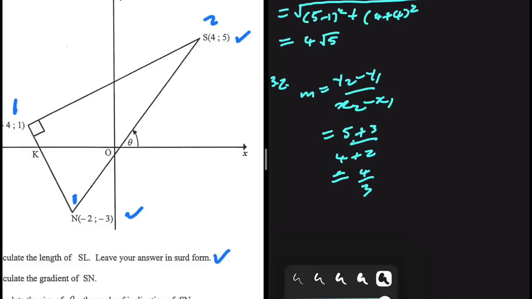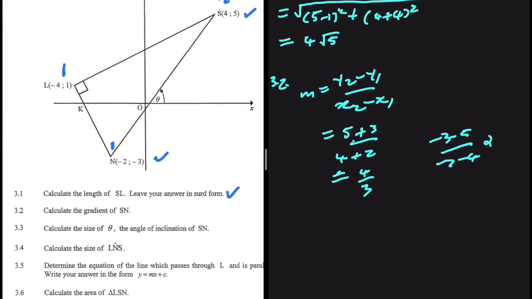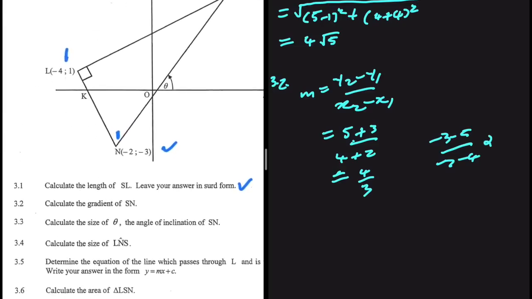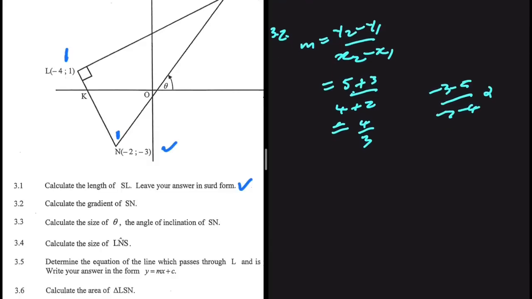I don't know if I trust that answer or not, so let me do it the other way around and see if I get to the same conclusion. So minus 3 minus 5 divided by minus 2 minus 4, that is minus 8 divided by minus 6. Okay, I think we're good to go. That is 3.2. We are really sticking to the basics. We haven't solved any question that is complicated so far, so we should have those marks in the bag.